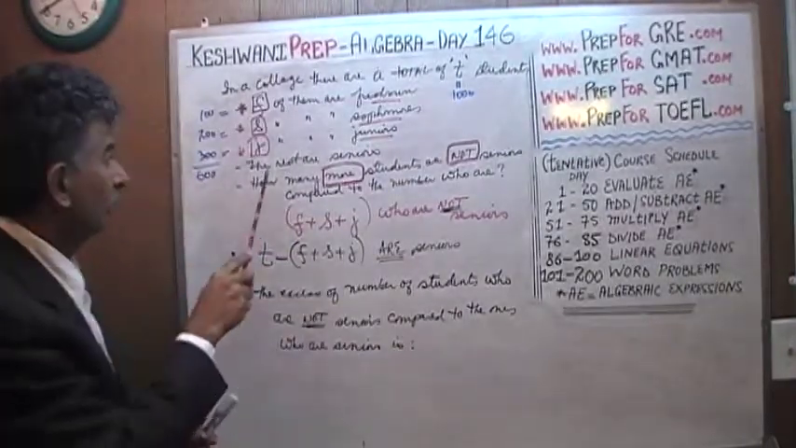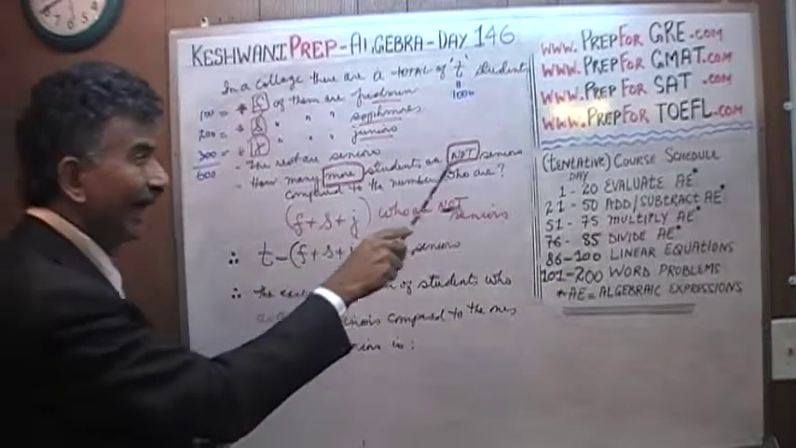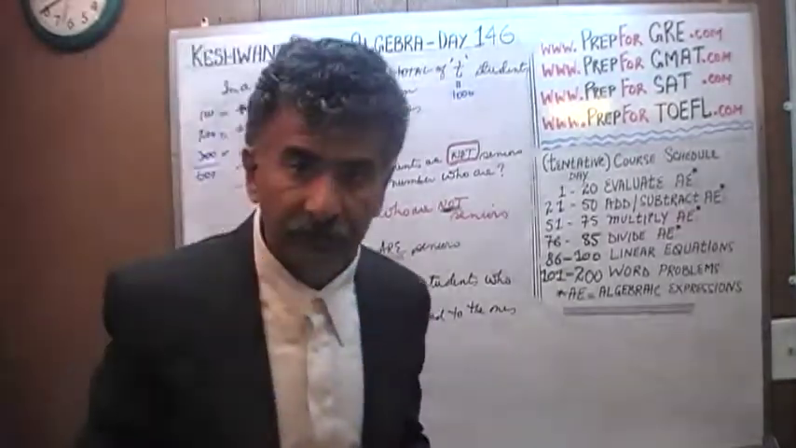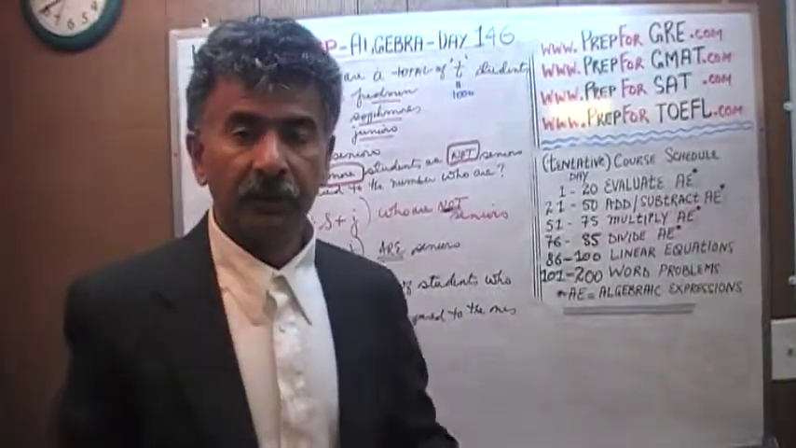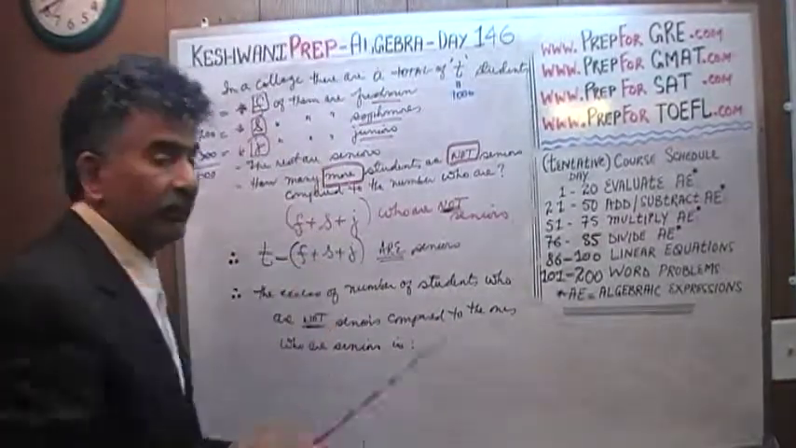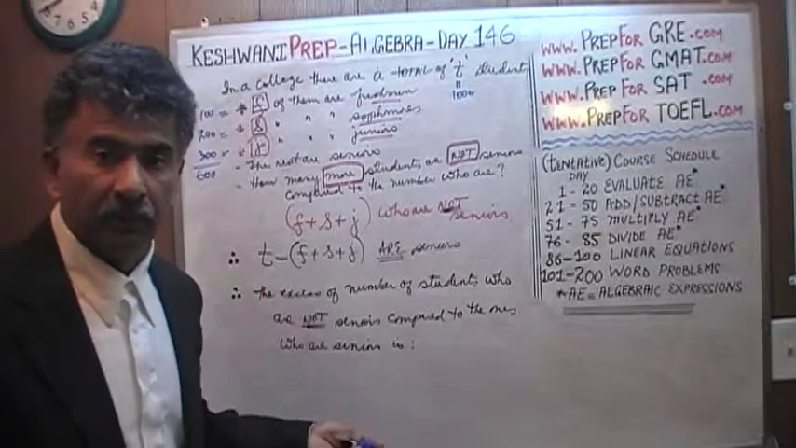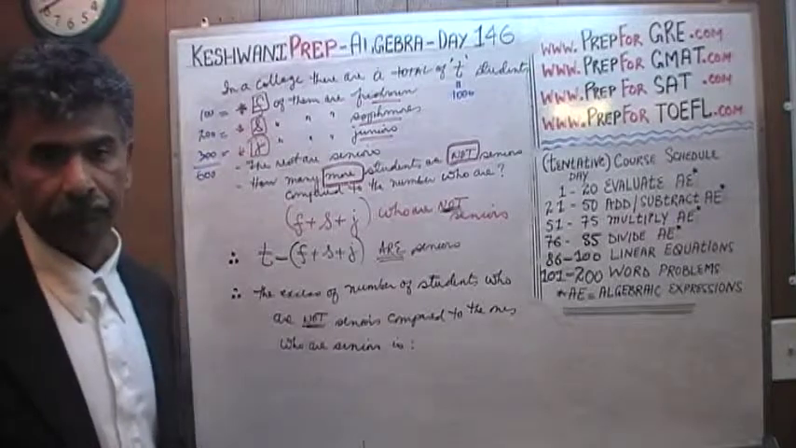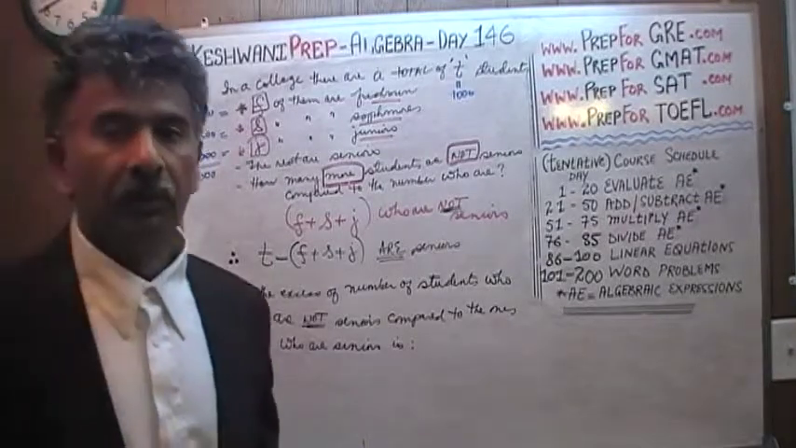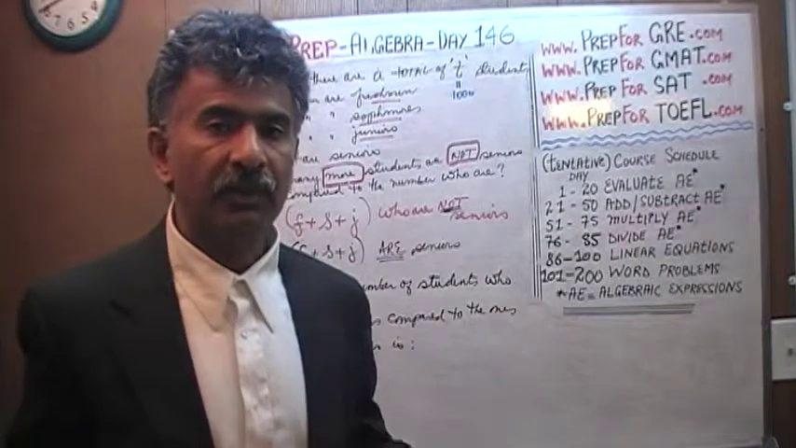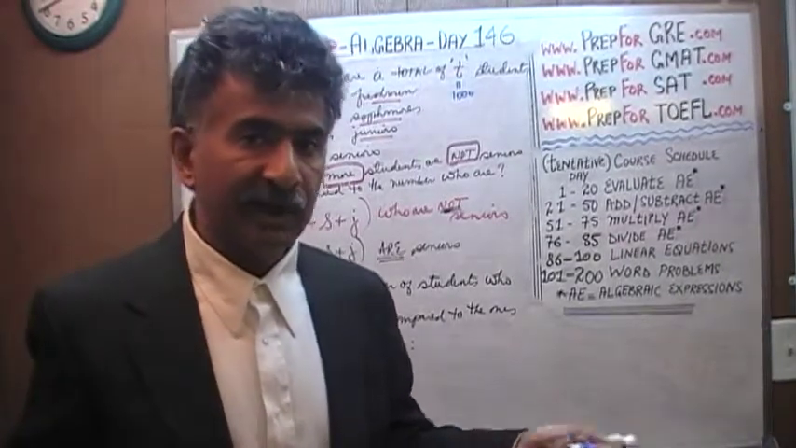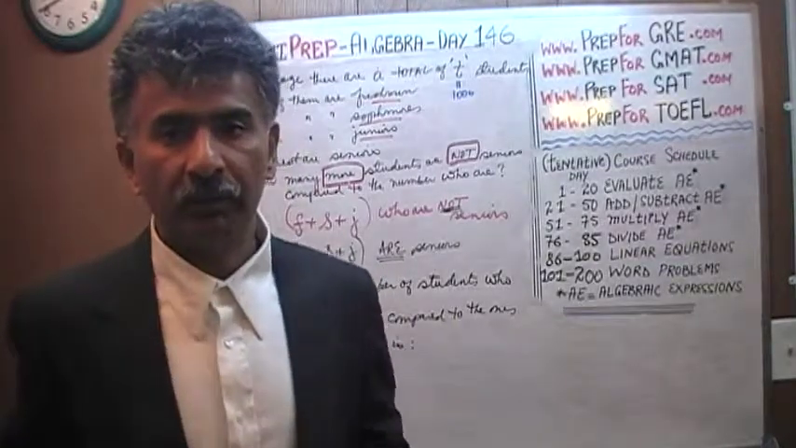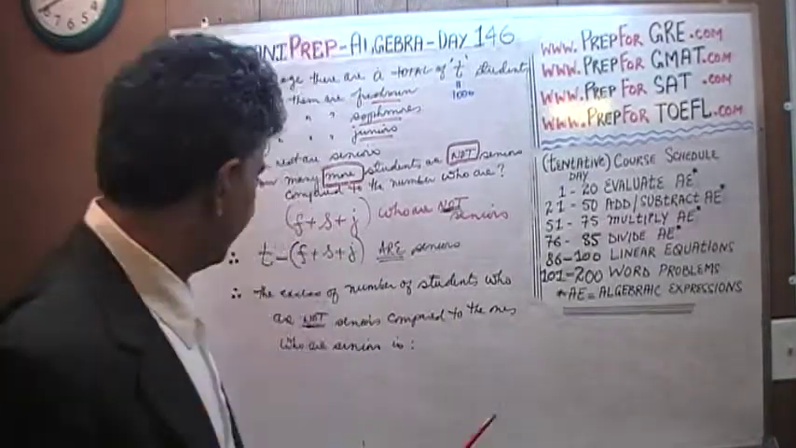Therefore, the question, how many more are not seniors compared to the number who are? Well, 600 of them are not seniors, 400 of them are seniors. Therefore, how many more of them are not seniors compared to the number who are? Well, that's 200, 600 minus 400. The answer is 600 minus 400, 200. That's what's going on here.